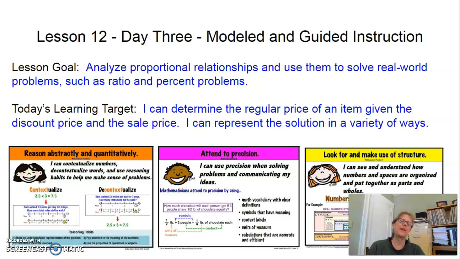So again, this entire lesson is all about using the things that we've already learned about proportional relationships in situations that we'll encounter in the real world. So we've already worked on figuring out discount prices. We've worked on things like determining interest, that type of thing. We didn't really talk about things like sales tax and tips yet, but we will be doing that.